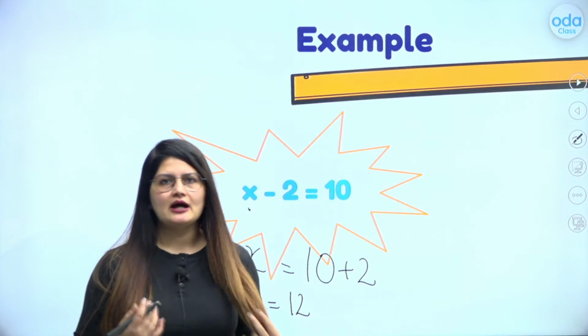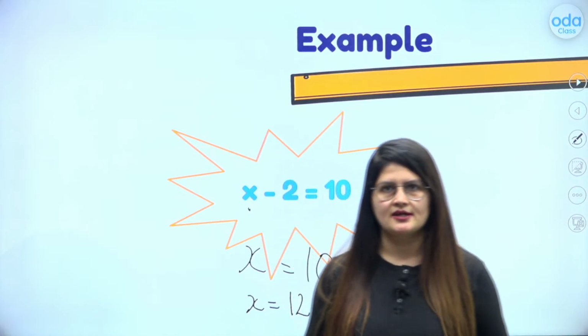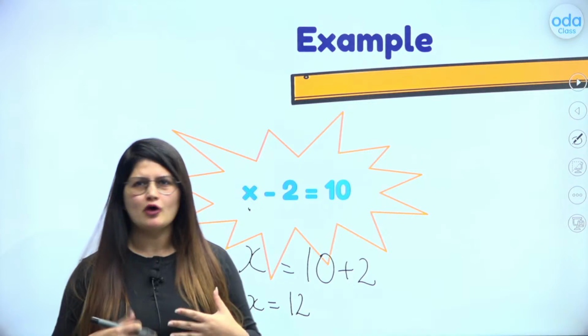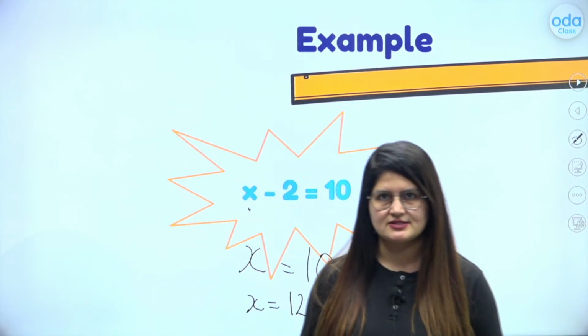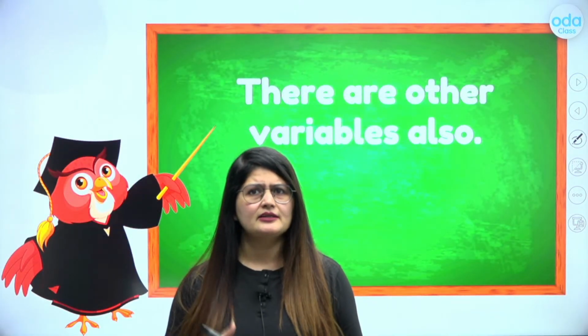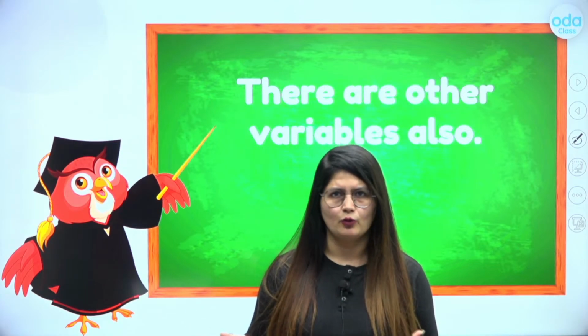Yes? So now, don't think that we are always going to have the variable as x. We usually use x, right? Because that's the most commonly used variable, but the variables are not limited to x. There are other variables also. You can have any variable from a to z, as I told you.